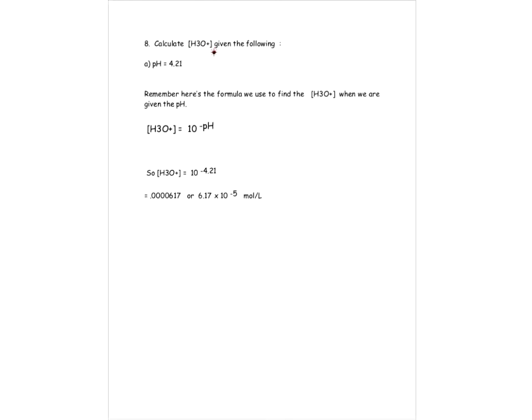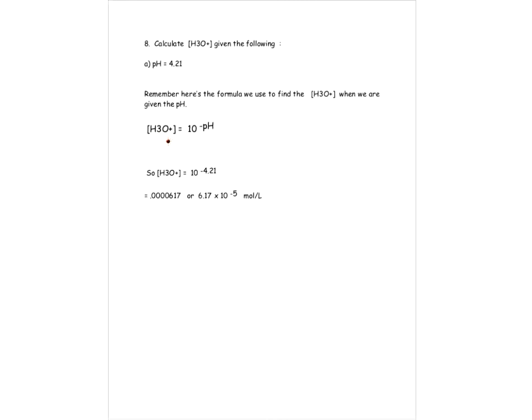Okay, so the next question says, calculate the concentration of H3O+ given the following. Now you notice what we're doing here is the opposite of what we did earlier. Earlier we said, okay, we've got this much concentration of H3O+ in a certain acid, find me the pH. And so earlier we used the formula pH equals the minus log of the hydronium ion concentration. This time we're doing the opposite. We're going from pH, which we're being given, and using that to find H3O+. So we need a whole new formula to do this.